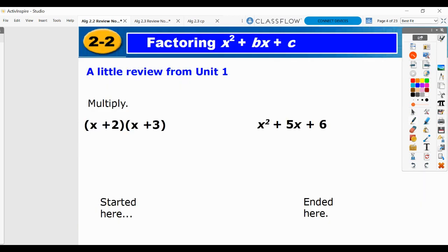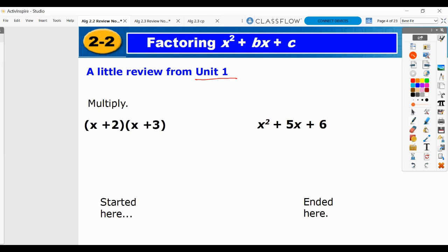Okay, so in Unit 2, we've been doing this process where we've been working these problems backwards. Last week that you guys were in with me, we were taking a look at these problems and we were working them backwards. It's really just going backwards from what we did in Unit 1. Okay, so here's a review from what happened in Unit 1.